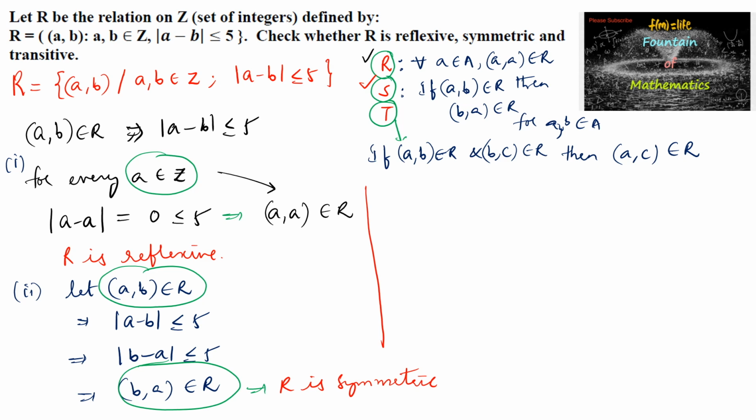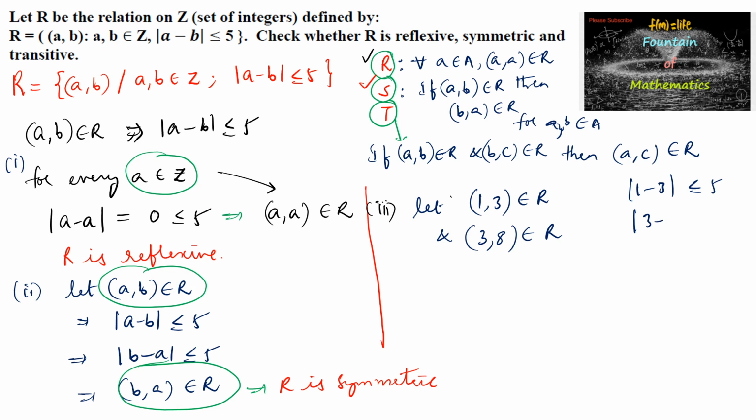And coming to the third one, we'll consider an example to check whether R is transitive or not. Let (1, 3) belong to R, since mod of 1 minus 3, that is negative 2, modulus of negative 2 is 2, which is less than or equal to 5. And we can consider one more ordered pair (3, 8). (3, 8) belongs to R, which implies mod of 3 minus 8 is negative 5, mod of negative 5 is 5, less than or equal to 5, which is also true. So (1, 3) satisfies the relation and (3, 8) also satisfies the relation.